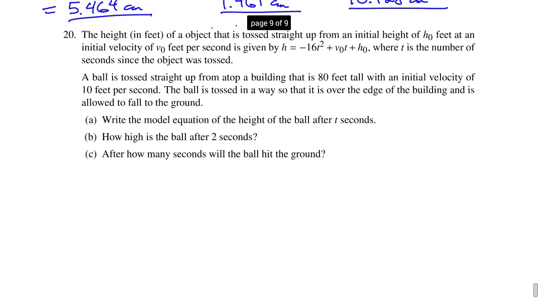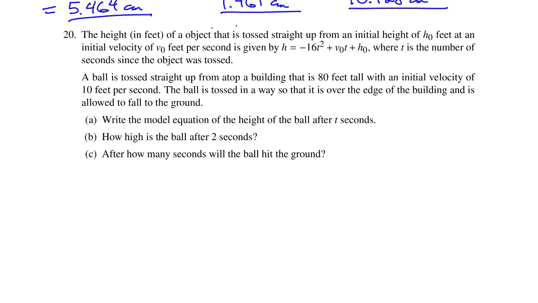Finally, let's look at problem 20. The height in feet of an object that is tossed straight up from an initial height of h naught feet at an initial velocity of v naught feet per second is given by h is equal to negative 16 t squared plus v naught t plus h naught, where t is the number of seconds since the object was tossed.